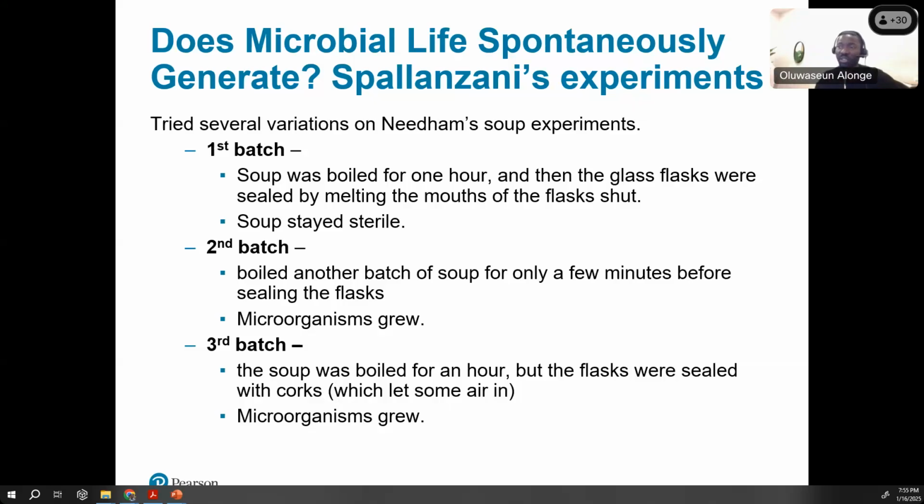So in essence, what he came up with to fault Aristotle was that the soup that was totally boiled very well, the bacteria or every other microorganism in it was killed with the heat. And then they were covered fully such that no microorganism could enter into it. And then they saw that no microorganism actually grew in it. But the second batch that was boiled for a few minutes, the thought is that the microorganism did not die, and so they could grow. And then the third batch that was also boiled for 1 hour, just like the first batch, because it was left open, microorganism grew in it because they had access to come into it.